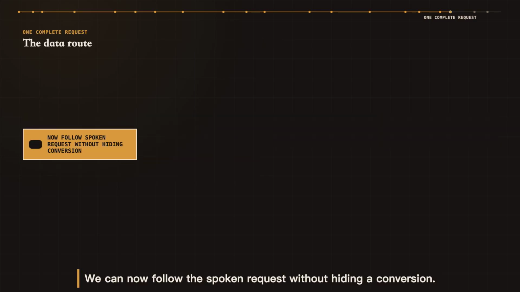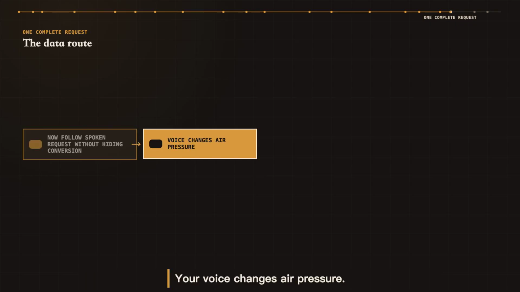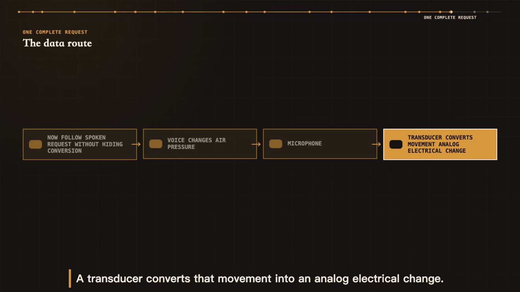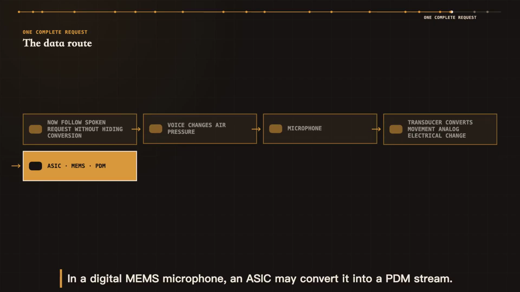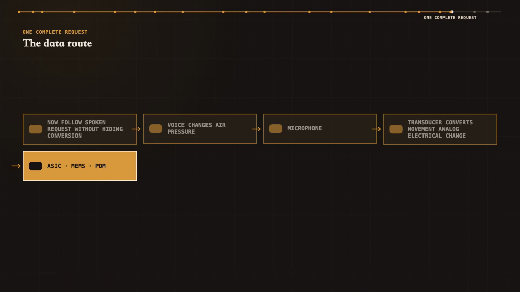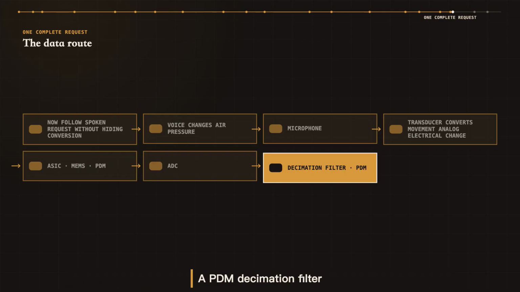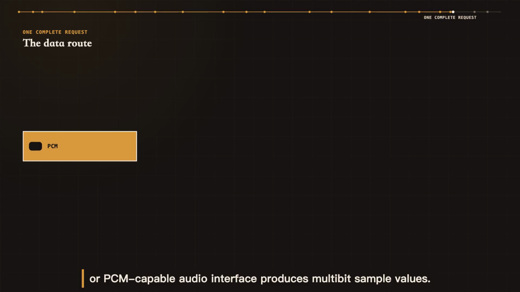We can now follow the spoken request without hiding a conversion. Your voice changes air pressure. A microphone membrane moves. A transducer converts that movement into an analog electrical change. In a digital MEMS microphone, an ASIC may convert it into a PDM stream. In an analog path, a preamplifier, filter, and ADC create digital samples. A PDM decimation filter, or PCM-capable audio interface, produces multi-bit sample values.